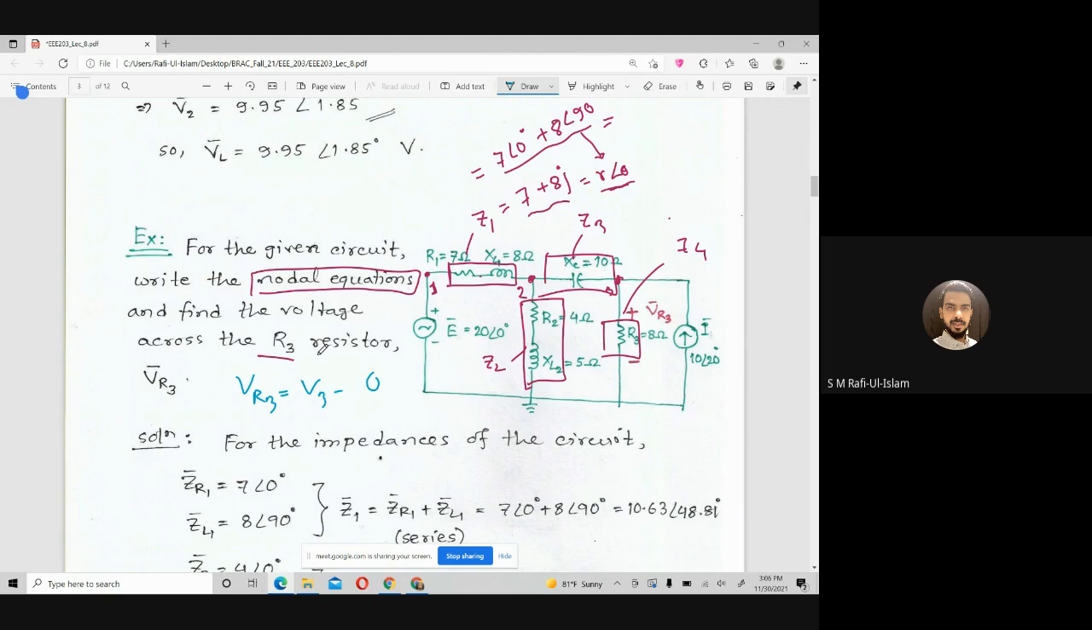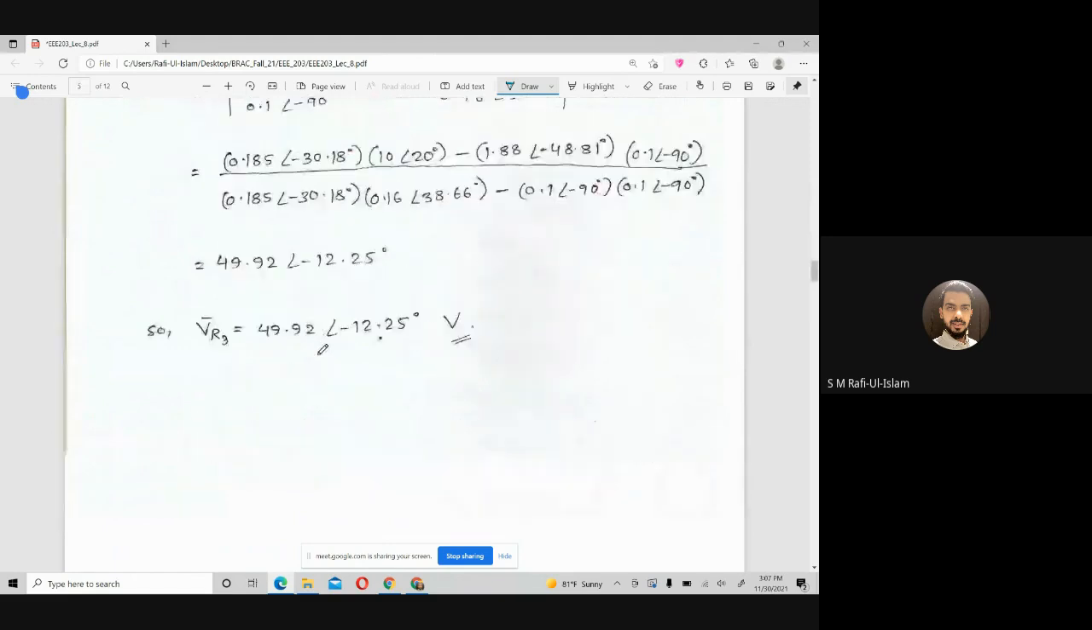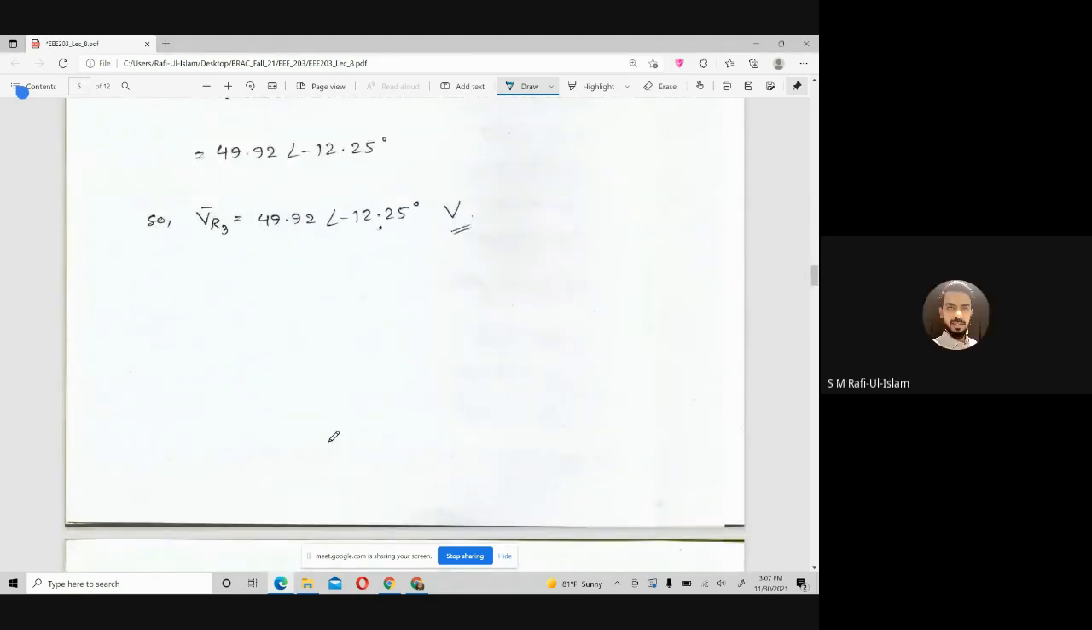Meaning that if we have a current source along with a resistance in parallel, then we can convert it into a voltage source with a series resistance, or sorry, series impedance. Am I clear? You all know these things, right? Yes, sir. So this could be a very good practice problem for your midterm exams.